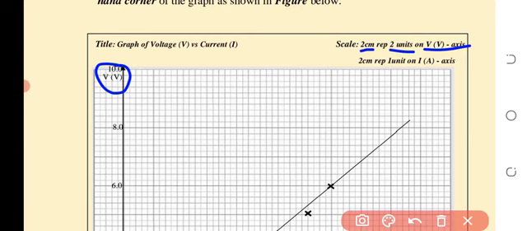Please avoid the use of Y axis. Few examiners may overlook it, but the majority of our examiners will not overlook it, because we are dealing with known quantities, which we have to use their symbols or their names. On the horizontal axis, we have 2 centimeters representing 1 unit on the current axis, that is I, and the unit of current is ampere, as you can see there.